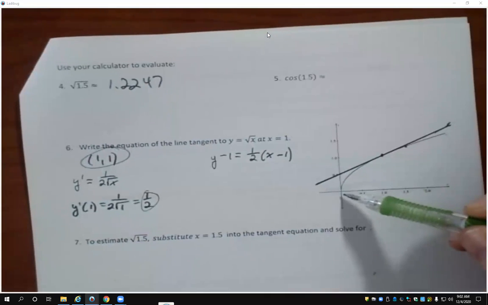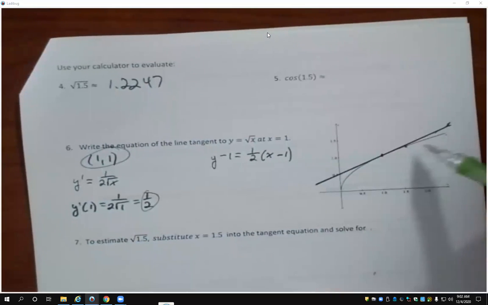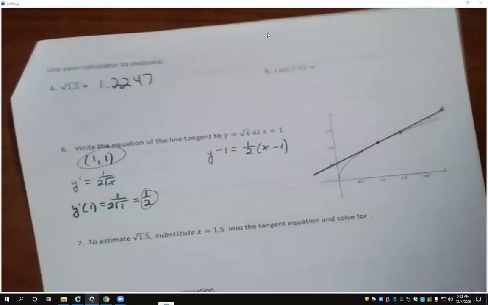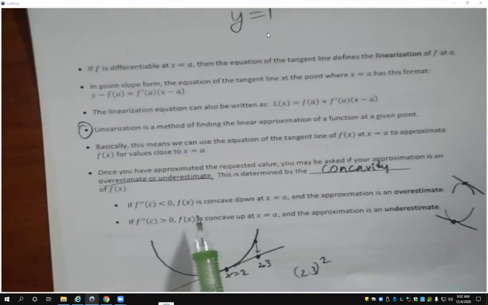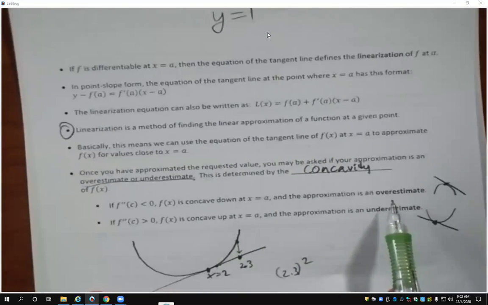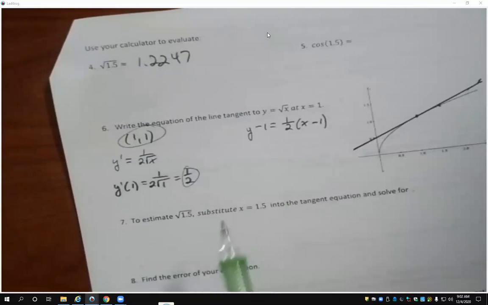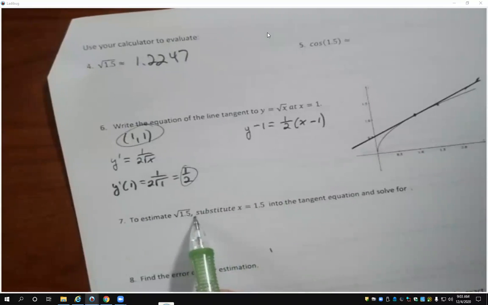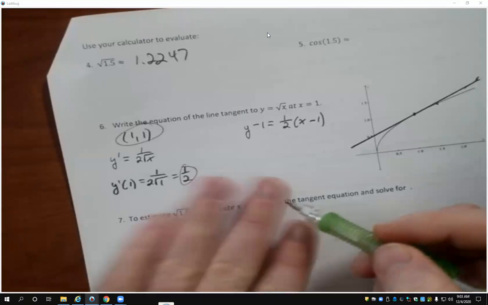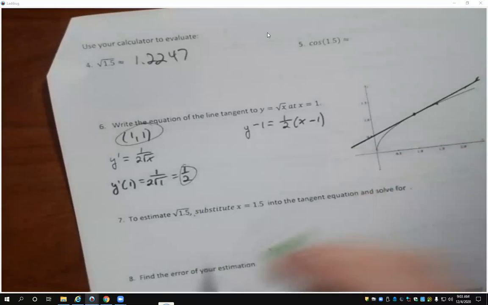Now, think of the graph of the square root of x. This graph is concave down, and it's always concave down. If I'm concave down, my tangent line is above it, okay? And just going back to what this says right here, if I'm concave down, I'm going to have an overestimate. So I'm going to actually use my tangent line right now to estimate the square root of 1.5 by plugging 1.5 into my tangent line.